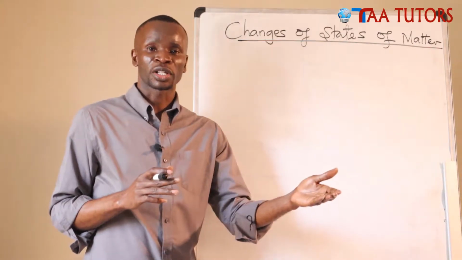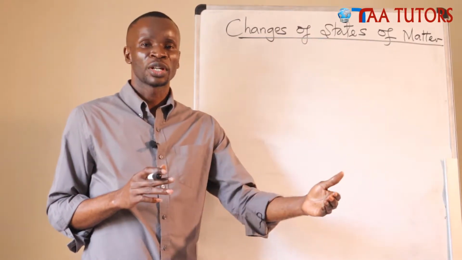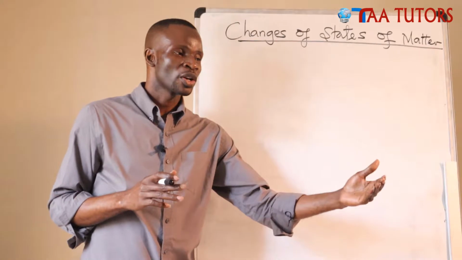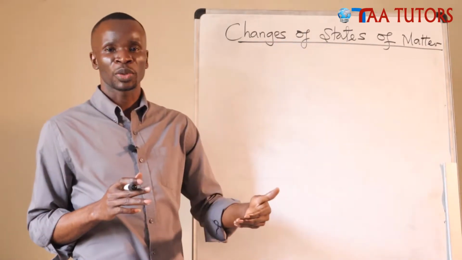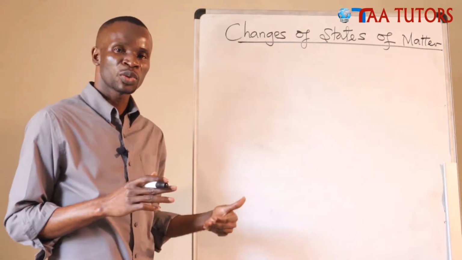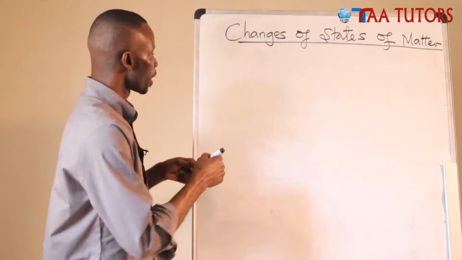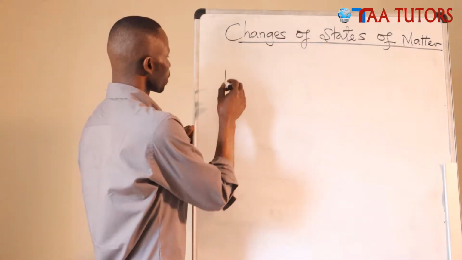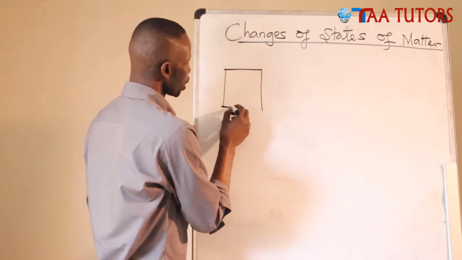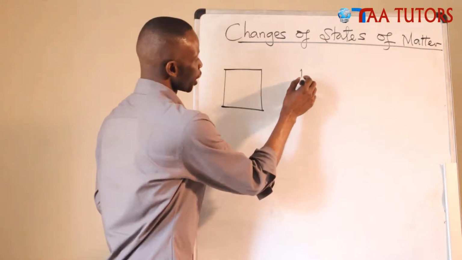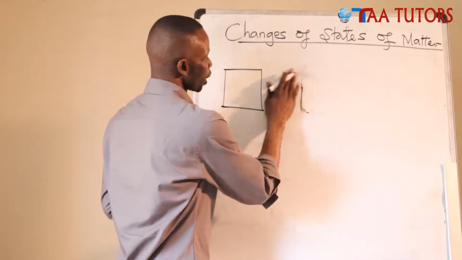We heat a solid, we change it into liquid. We heat a liquid, we change it into gas. Or we cool a gas, we change it to liquid. Or we cool a liquid, we change it into solid. So without wasting time, I want to draw my three states of matter, and in this experiment today, I want to use my three rectangles.